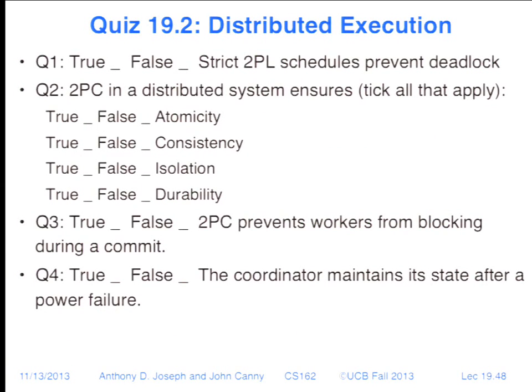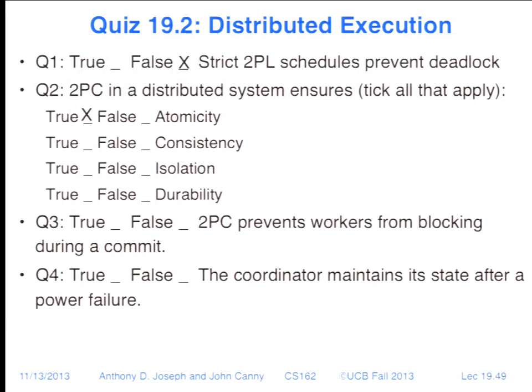All right, let's review some of these ideas. First of all, do strict two-phase locking schedules prevent deadlock? Not in general, no. In fact, without additional constraints such as lexicographic ordering, they don't. Next, a two-phase commit in a distributed system ensures which types of ACID property? Who votes for atomicity? What about consistency? Isolation? Durability?